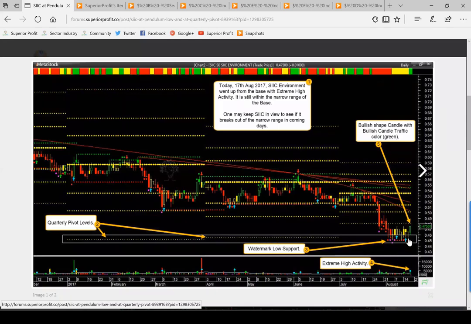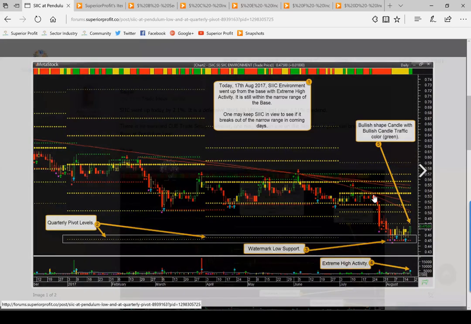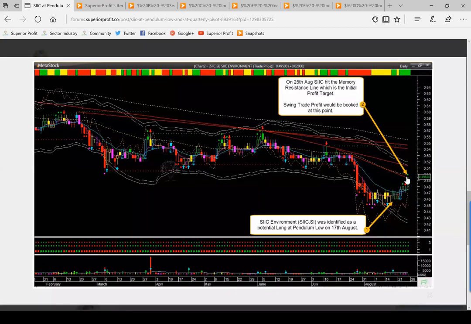quarterly pivot levels. So I took a long trade in this stock because there were memory resistance lines around 0.49, if we extend it, 0.49 something. So my stop would be just below the recent low, target will be around 0.49. And after a few days, I think as of Friday, it actually hit the memory resistance line. By that time, it had hit my profit target. It was more than the risk-reward ratio. So I booked partial profit.